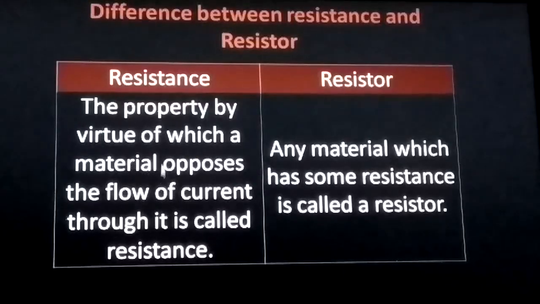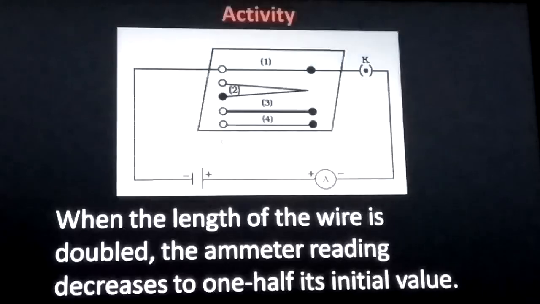That property is called resistance. Resistor means any material which has some resistance. So a material which has some resistance is called a resistor. Okay students, I think you have understood the difference between resistance and resistor.